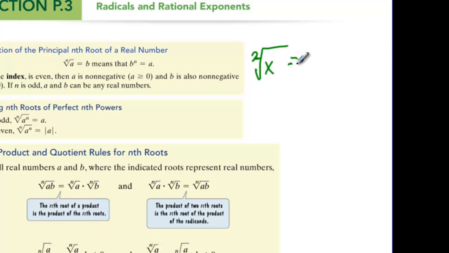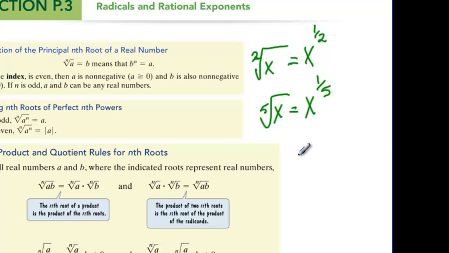if I want to rewrite this without the radical symbol and I want to use an exponent, it's going to be x to the 1/2 power. So whatever's in the crook part of the radical, put in the bottom of your exponent. So we have the 5th root of x. It'll be x to the 1/5.